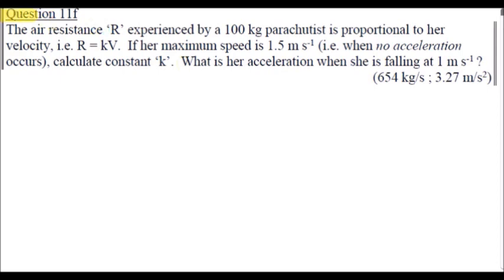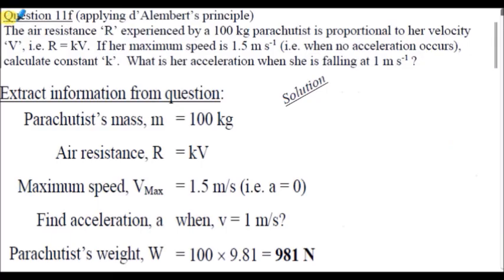Question 11F, repeated here for your convenience. Here's question 11F, beginning of the solution. As always, extract the information from the question initially.